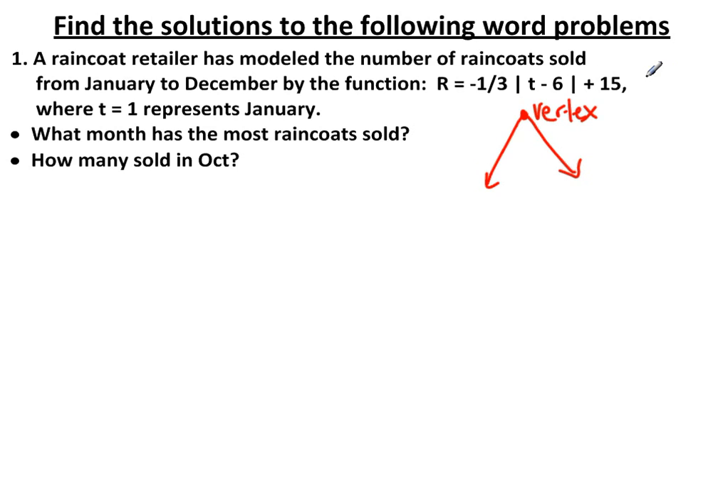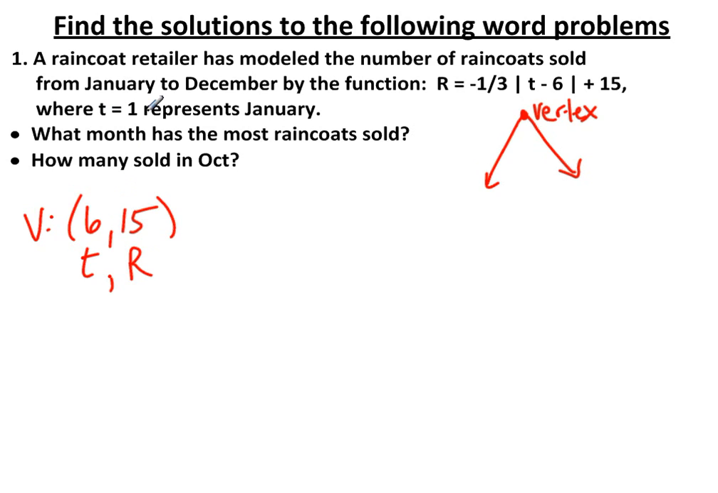And we should be able to find the vertex easily from looking at this. I know my vertex is (6, 15). So if it asks what month has the most raincoats, well, t is my time. Okay, so this is my time, because you're not using x, and this is my number of raincoats. So I know that there were 15 raincoats sold in t = 6.